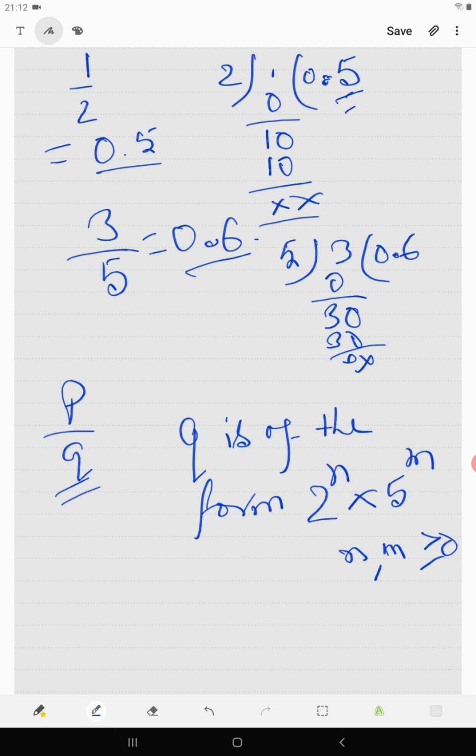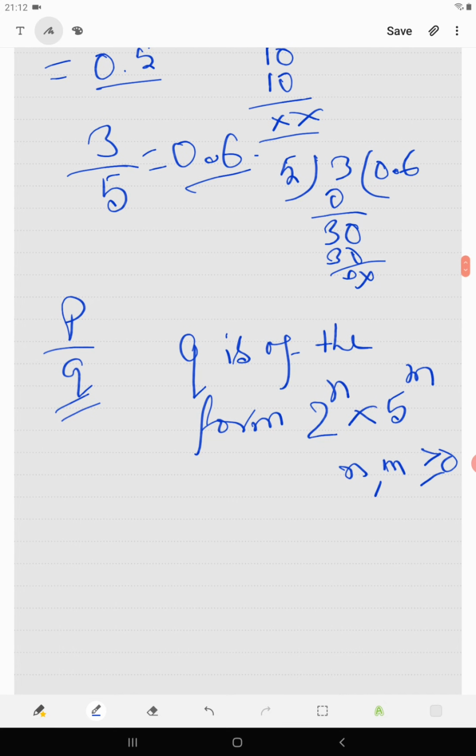Okay. If you are able to represent the denominator, understand, I am not talking about the numerator, I am not talking about p, I am talking only about q. So if you are able to convert q to the form 2 to the power n into 5 to the power m, where n and m are greater than or equal to 0, then the given fraction will be a terminating fraction.